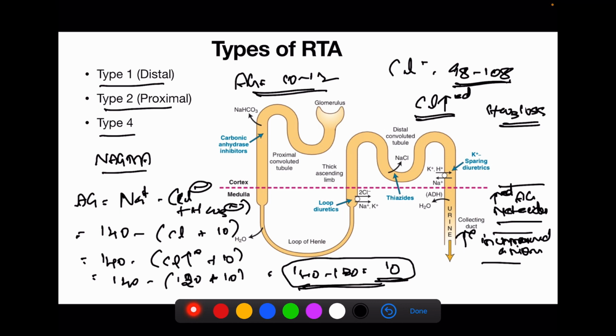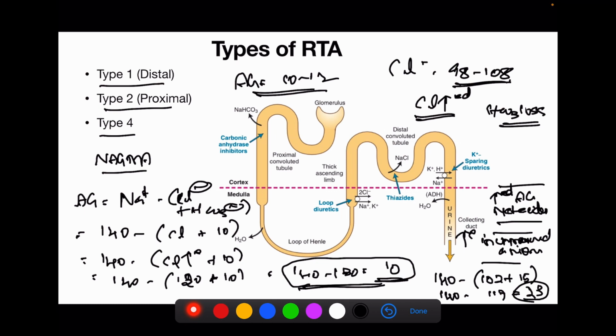So the anion gap in the case of increased anion gap metabolic acidosis would be something like this. So the sodium will be 140 minus the chloride will be normal in this case. So for example 102, and the bicarbonate, because it is metabolic acidosis, bicarbonate is going to be decreased. So bicarbonate, let's say it's 15. So it is going to be 140 minus 117, which is 23. So you can say that the anion gap is increased.